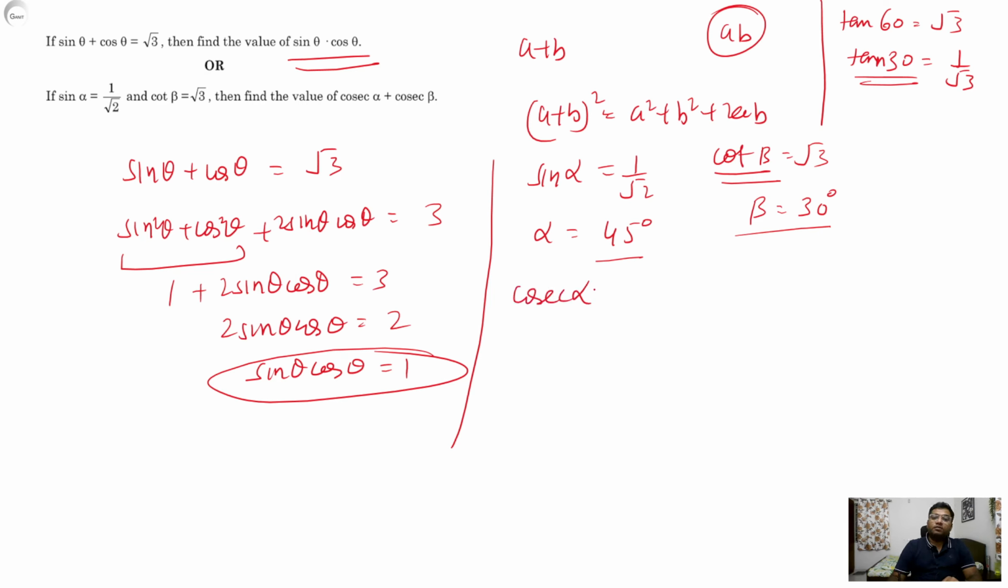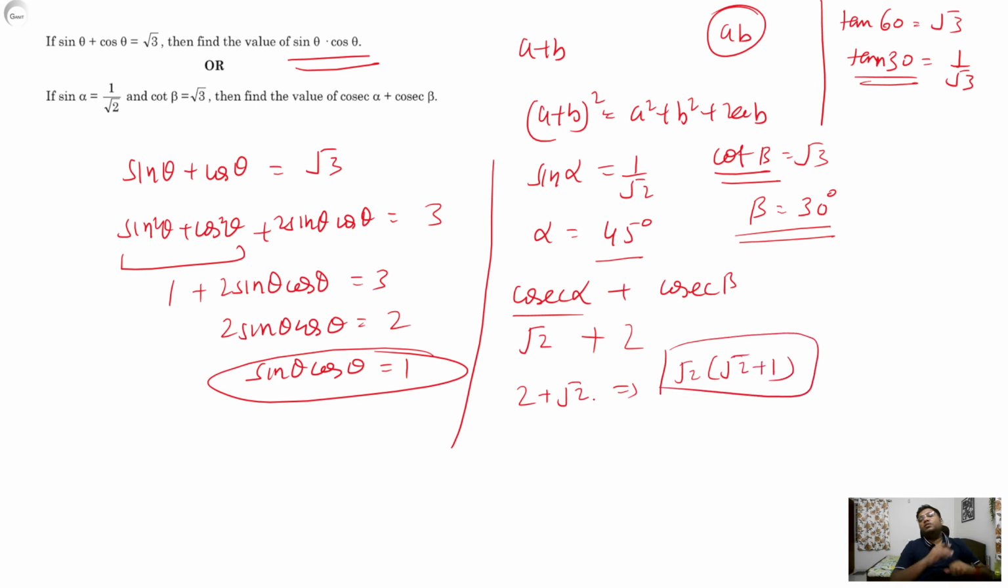So cosec alpha and cosec beta. Let's see. So cosec alpha means reciprocal of sine alpha. And sine 45 was 1 by root 2. So cosec alpha will be what? Root 2. And cosec beta will be what? So cosec 30 degree. Sine 30 is what? 1 by 2. So cosec 30 will be what? 2. Right? So 2 plus root 2, which you can take root 2 common and you will get root 2 plus 1. That's your final answer.